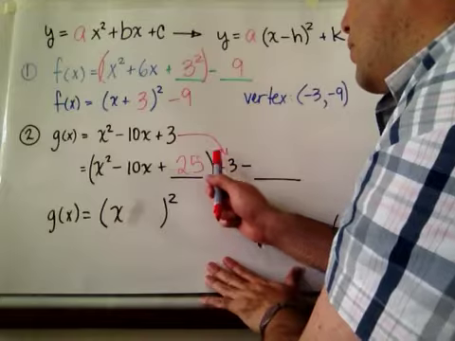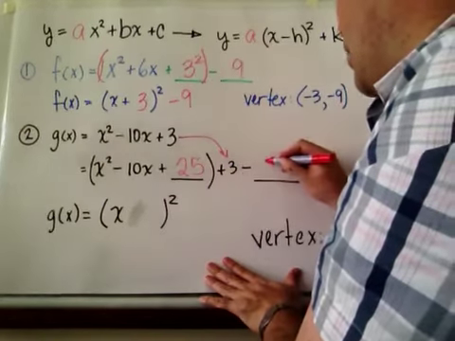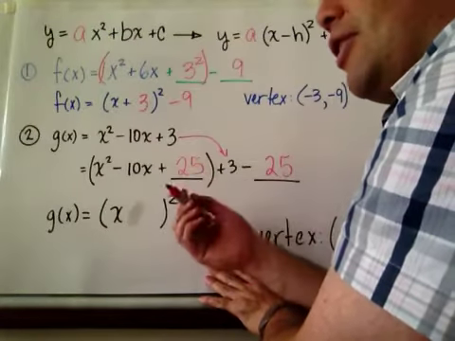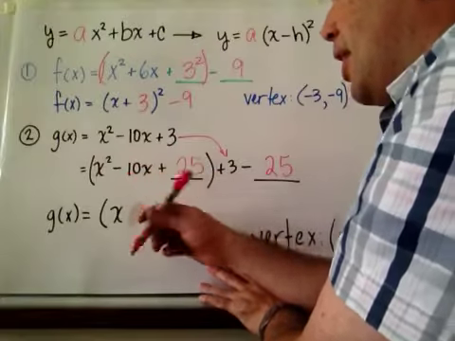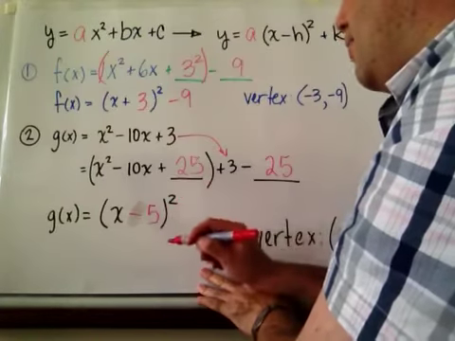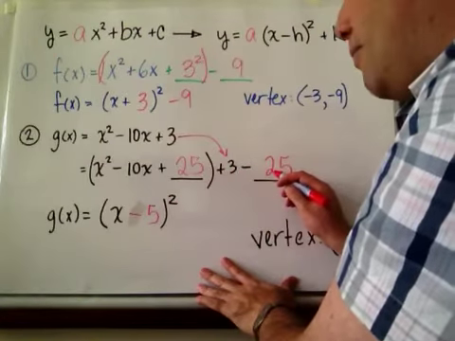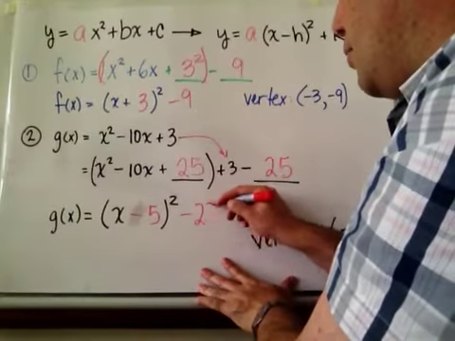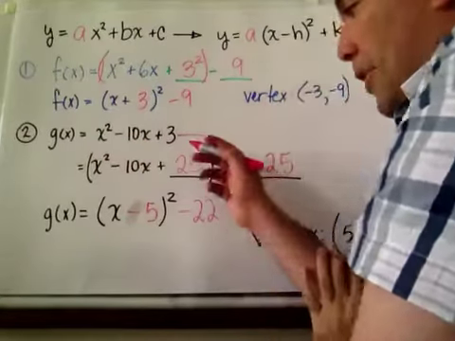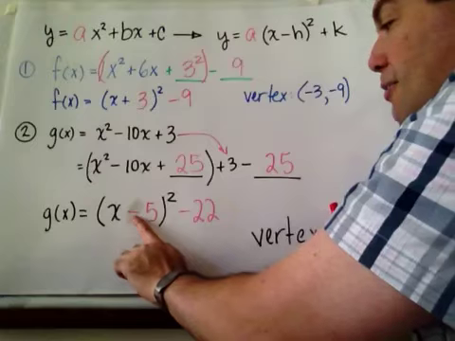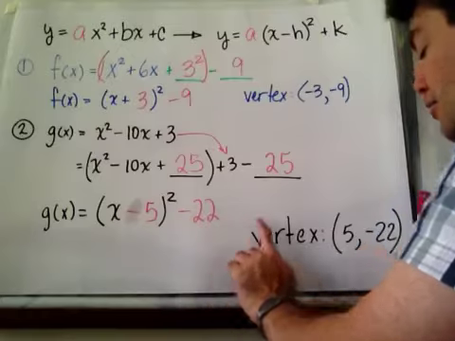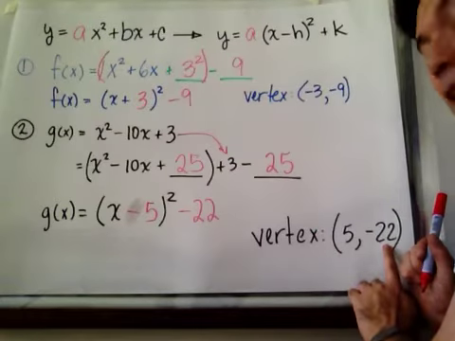Alright, and I added 25 here, so I need to subtract 25 not to alter the equation. So because I completed the square, I know that the two numbers whose product is 25 and sum is -10 are negative 5 and negative 5. So (x minus 5) squared. Now 3 minus 25, that's negative 22. So the vertex of this quadratic function, of the parabola, is x minus 5, so h is 5, and negative 22 is k. Vertex is at (5, -22).